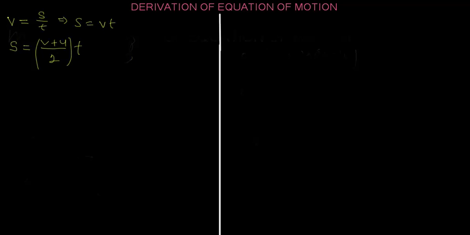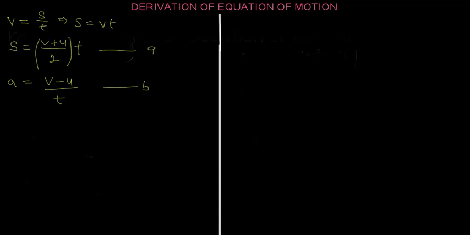Now v is final velocity and u is the initial velocity, t is time, and s is distance. This is our equation A. Now our equation B that we are going to use is acceleration is equal to change in velocity over time. Our change in velocity is final velocity minus initial velocity, over time. That is our equation B.